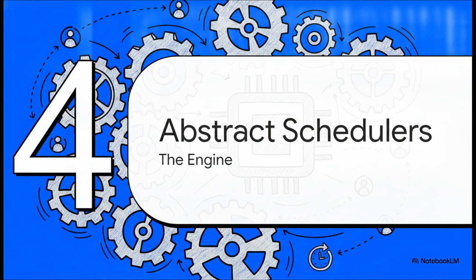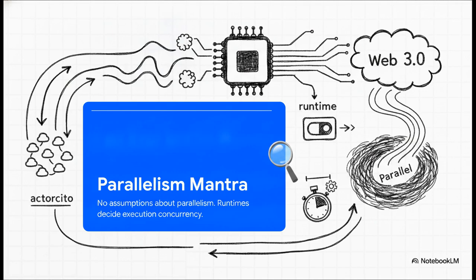And finally, Section 4, Part 15, Abstract Schedulers. This is the real engine of the runtime. The crucial takeaway here revolves around the language's core mantra: no assumptions about parallelism. In Merg-E, you, the developer, do not control the threads, period. You can queue explicitly asynchronous actor-citos, sure, but the runtime maintains ultimate control over parallel execution. A lightweight script testing runtime might execute everything sequentially, while a production Web 3.0 runtime might spread those exact same actor-citos across massive thread pools. The language is completely decoupled from the parallel execution capabilities of the hardware.